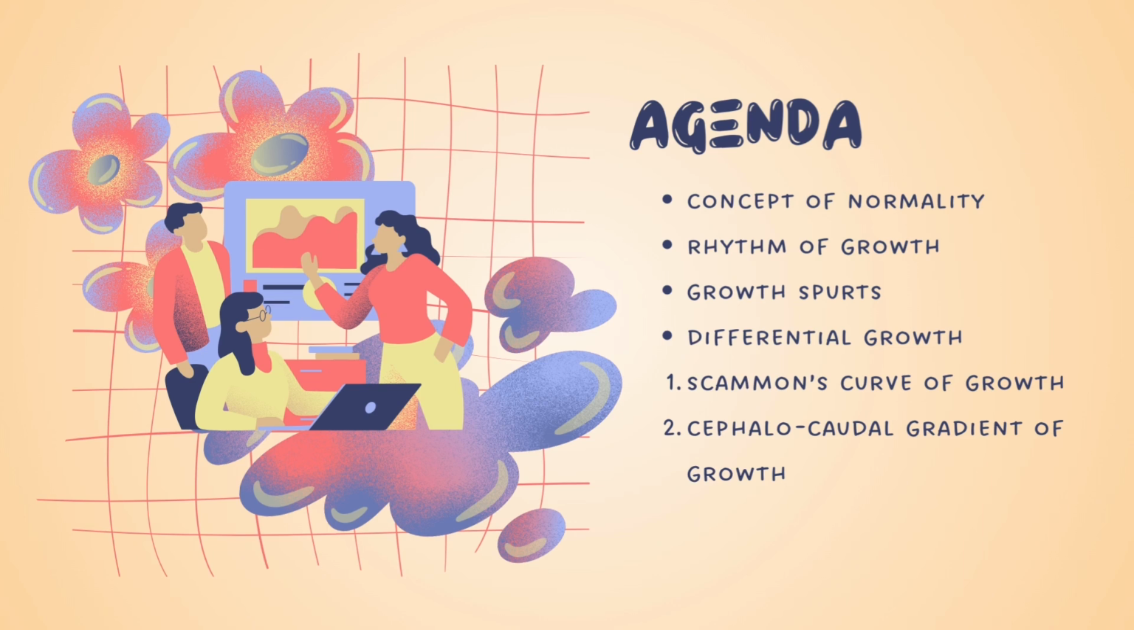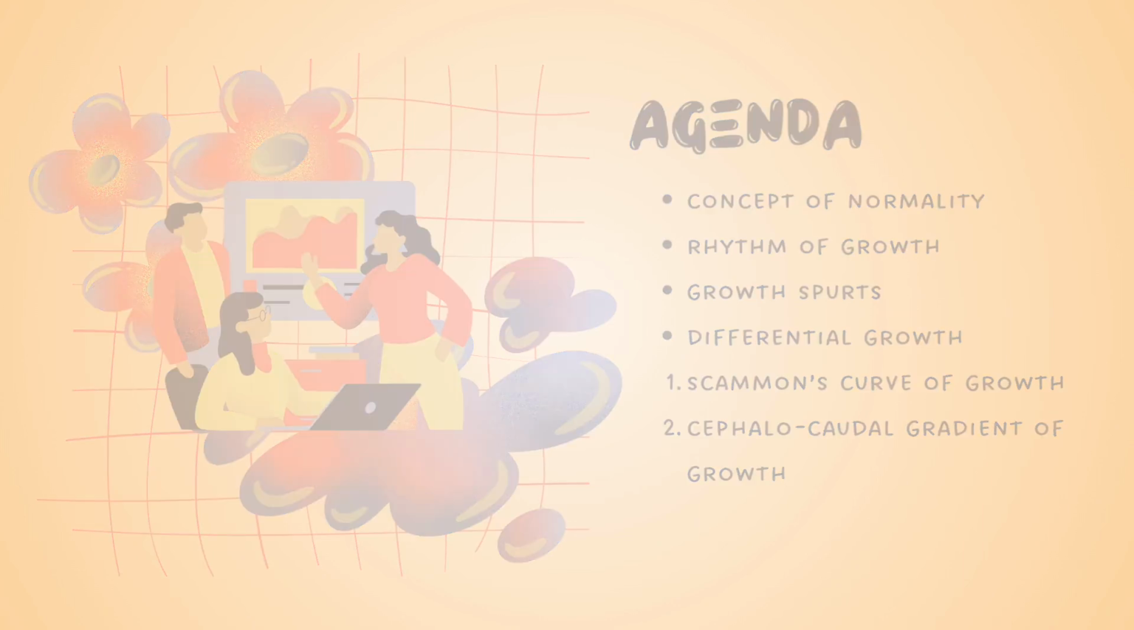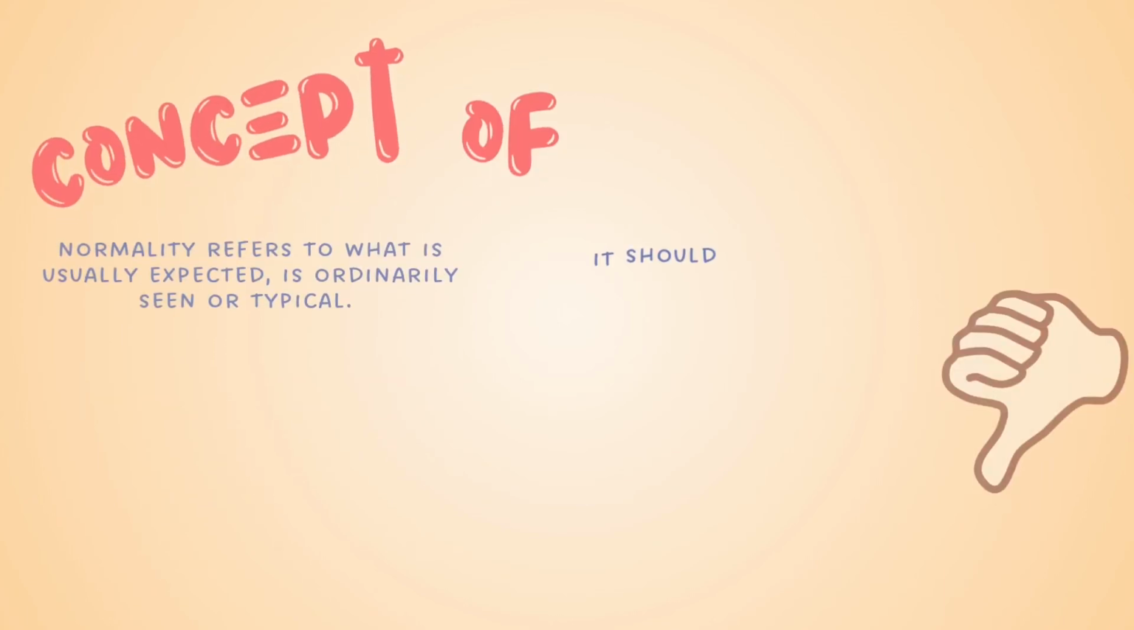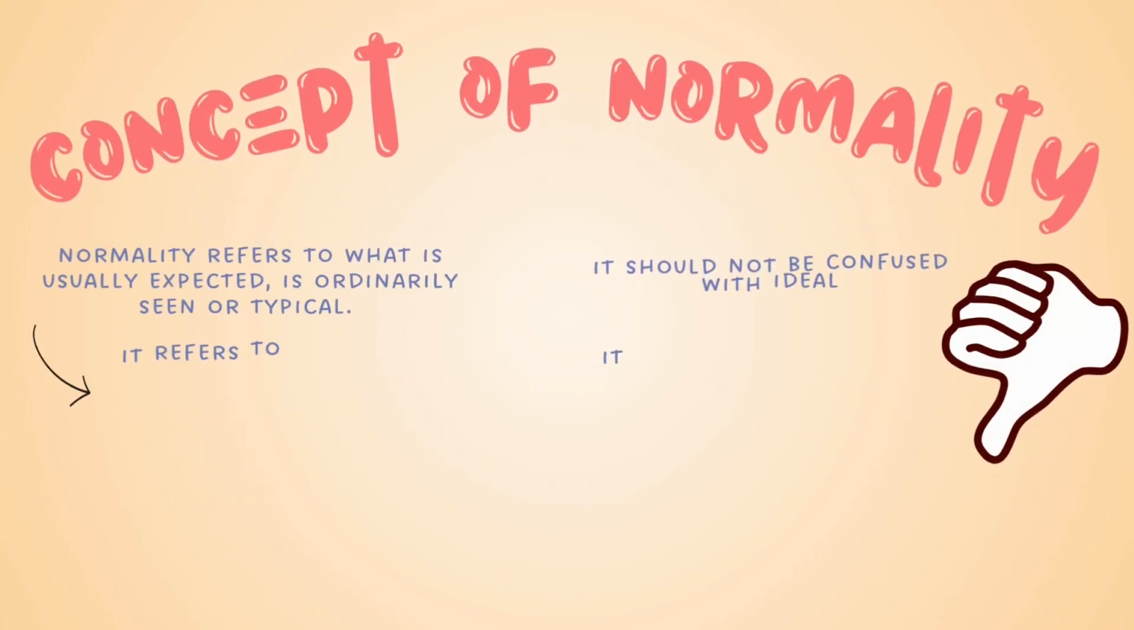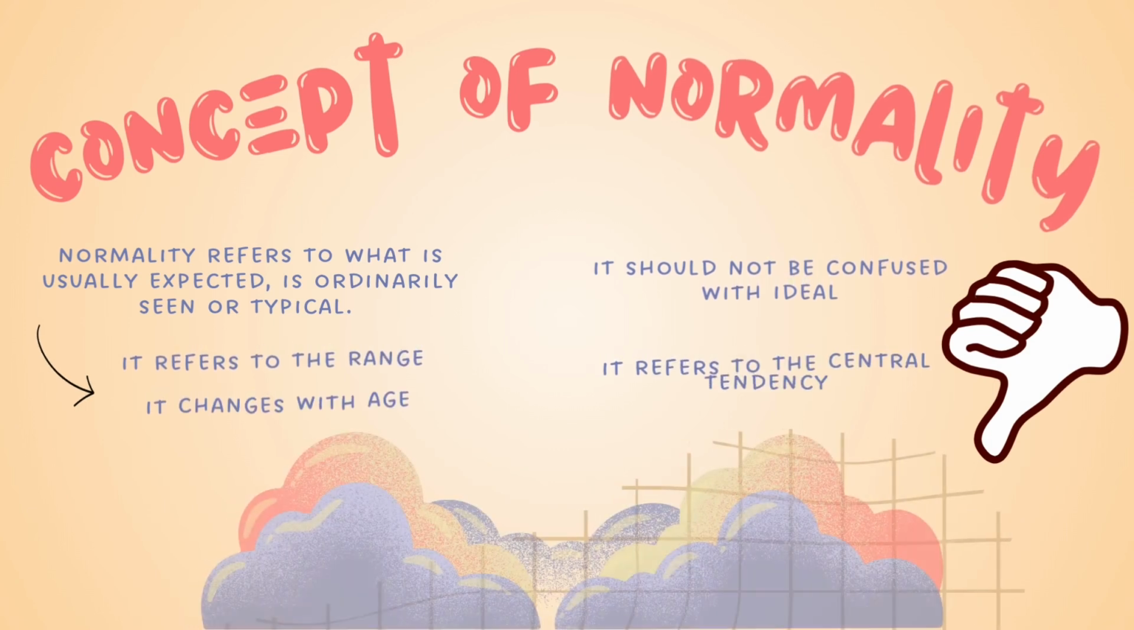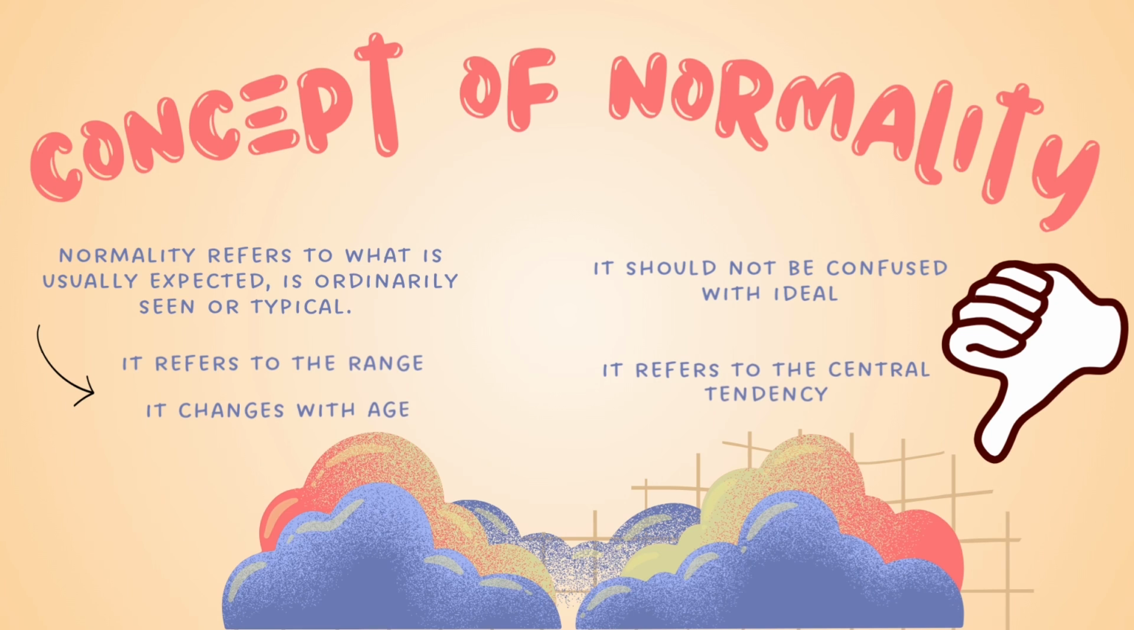Moving on to the concept of normality. For us, something can be normal, but for someone else the same thing can be abnormal. So normality refers to what is usually expected and is ordinarily seen or typical. It refers to a range and it can change with age. For example, something which was normal for us 10 to 12 years ago cannot be normal for us today. And this should not be confused with what is ideal, because ideal refers to central tendency. Now the question is, what is central tendency?